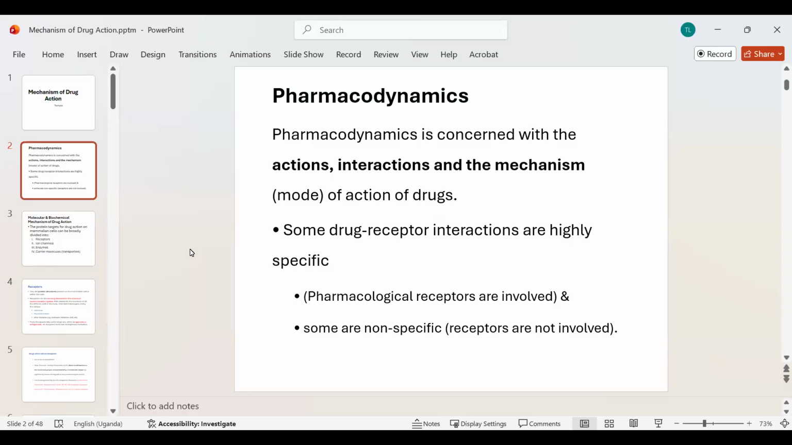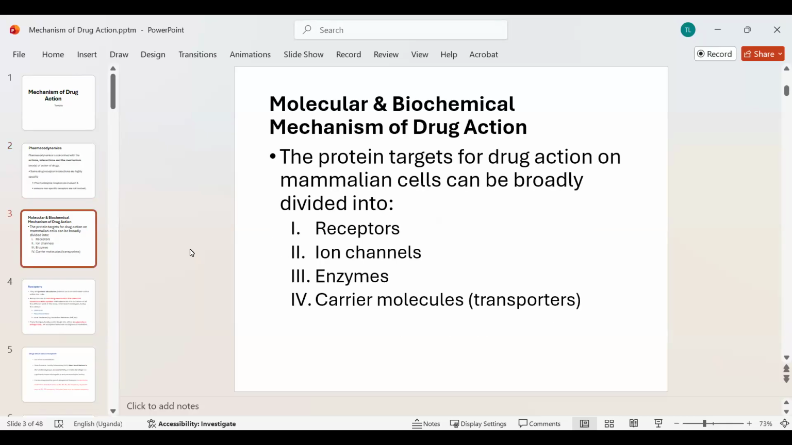Other examples of specificity can also be with a drug binding to, I'll give an example of beta and alpha receptors. We have drugs that bind to both alpha and beta receptors, or beta 1 and beta 2. Such a drug is not specific, yet you might find one that selectively binds to a beta 2 receptor, meaning that it is highly specific. So when we say drug interactions are highly specific and some are not highly specific, that is basically what we are talking about.